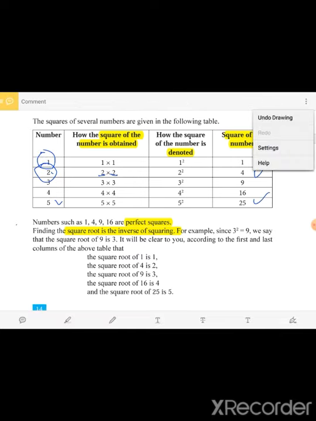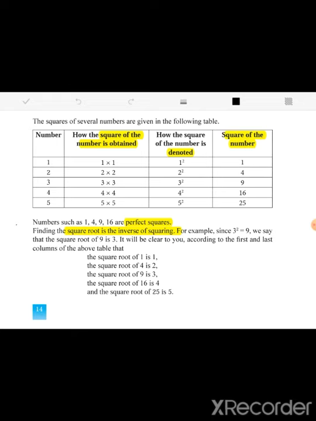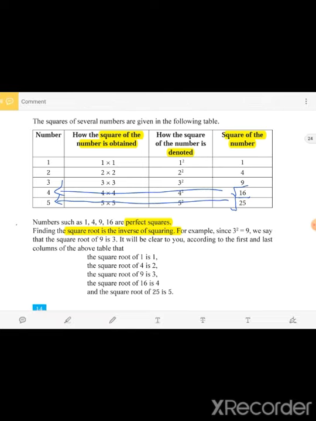Let's erase everything. So you know how to find the square numbers, right? So what is the inverse of square number? Square root is the inverse of squaring. Okay, so let's say there's a notation for square root. Square root of 25 is equal to 5. Square root of 16 is equal to 4. Hope this one is clear to you. So let's move to another table.